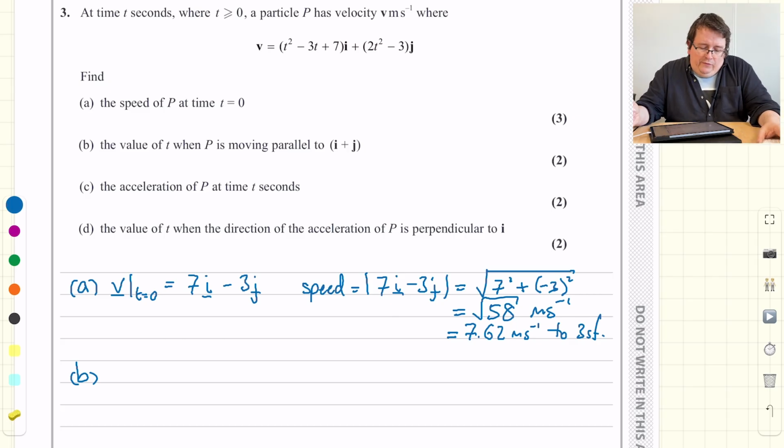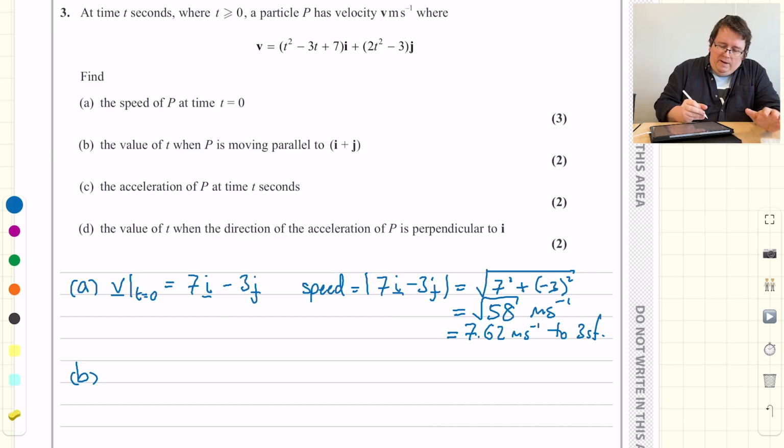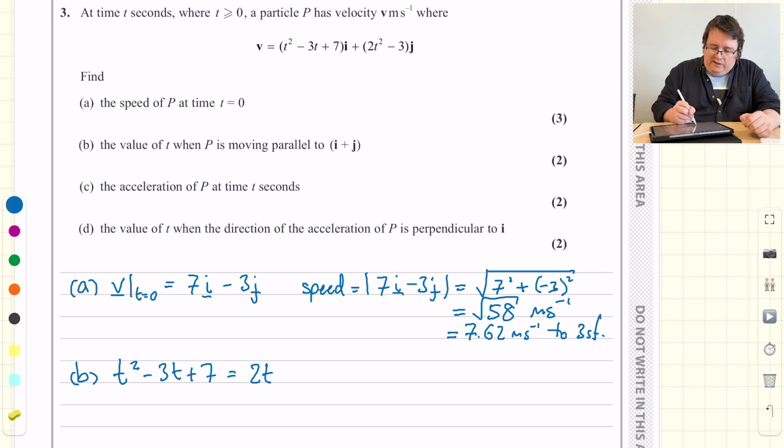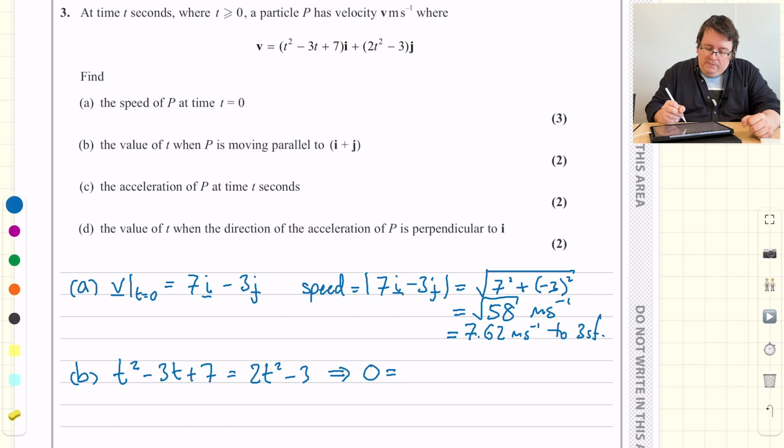Part B, the value of t when P is moving parallel to i plus j. So if it's moving parallel to i plus j, so one along, one up, okay, then that would mean that its horizontal component would be equal to its vertical component. So in other words, the t squared minus 3t plus 7 would have to be equal to 2t squared take away 3. So if we move everything onto the right-hand side, subtract t squared from both sides, add 3t to both sides, take 7 from both sides.